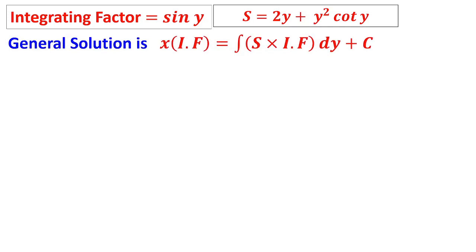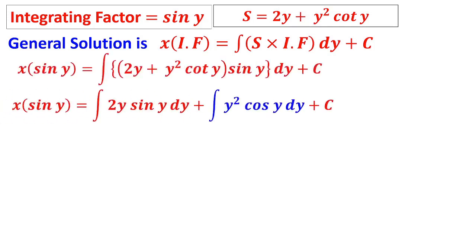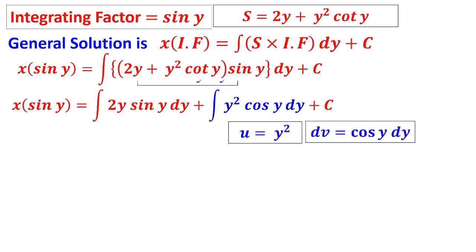Be careful. This is the second type of linear differential equation. I am substituting now. Here an interesting thing happens. No need to do the integration. I have shown you the integral of y square cos y dy separately. Do it by integration by parts.